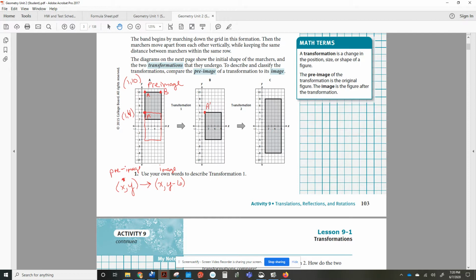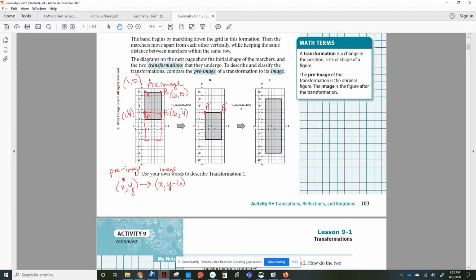So if B right here is the point, what is it? B is (6, 10). So B prime is going to be, what are we going to do to the x value? The x value is going to stay the same. And what are we going to do to the y value? We're going to take away 6 from it. So B prime is going to become the point (6, 4). And you can see, there it is right there. That's B prime.